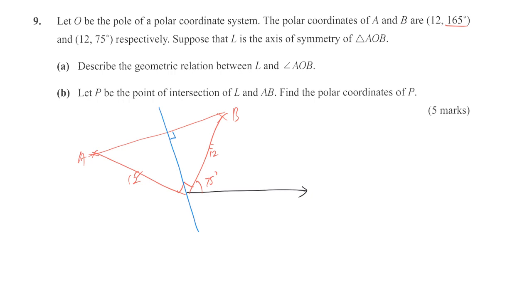So your answer should be, it is an angle bisector. It separates it into two halves, and each of them is 45 degrees. So when you describe it, you should say that it is the angle bisector of angle AOB.